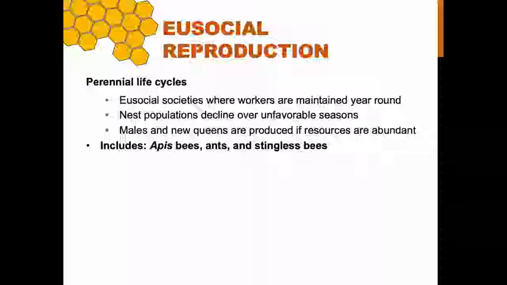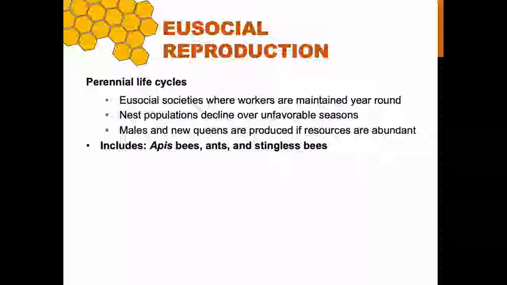Now with honeybees, we're dealing with a more advanced version of eusocial reproduction, and that is a perennial life cycle. This would be eusocial insects that maintain workers all year round. So they don't go through some annual die-off period, or at least not a total die-off, like we see in, say, bumblebees. In this case, basically, the queen is always maintaining workers, just the population tends to decline during the unfavorable season. So during the winter, they produce fewer workers, so that when the workers die off, they aren't replacing them one for one, and the population decreases.